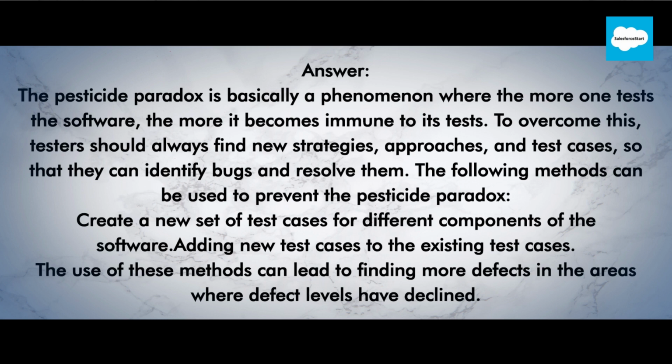The following methods can be used to prevent the pesticide paradox. Create a new set of test cases for different components of the software, adding new test cases to the existing test cases. The use of these methods can lead to finding more defects in the areas where defect levels have declined.